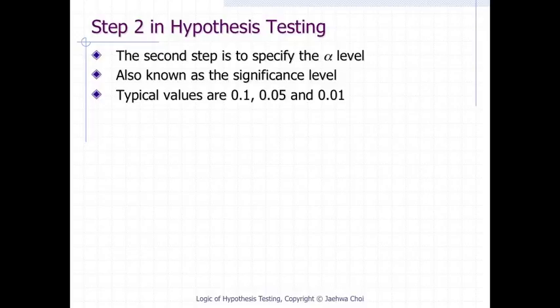The second step is to specify the alpha level, which is also known as the significance level. Typical values are 0.1, 0.05, and 0.01.